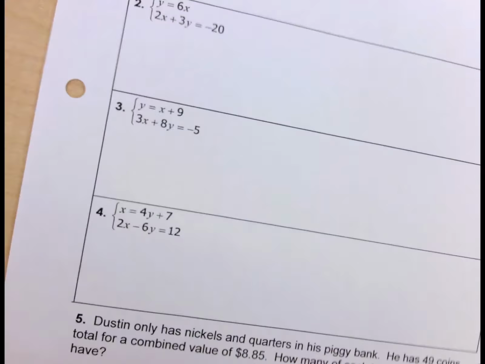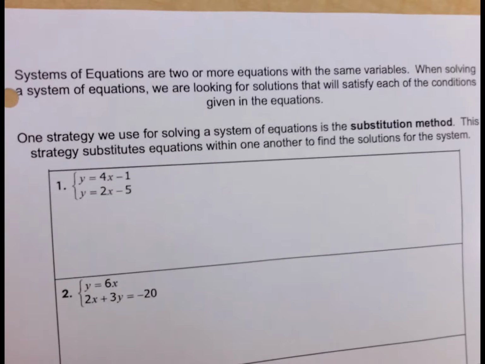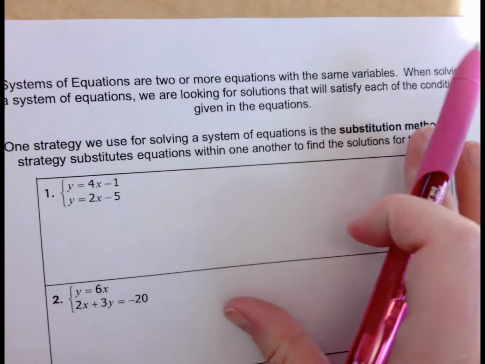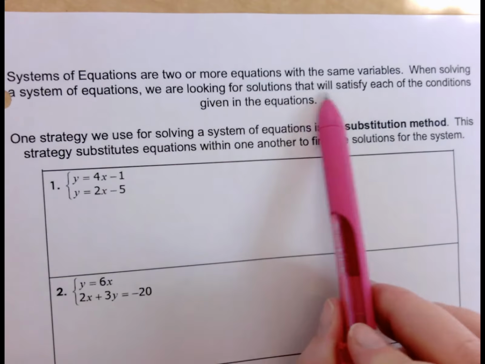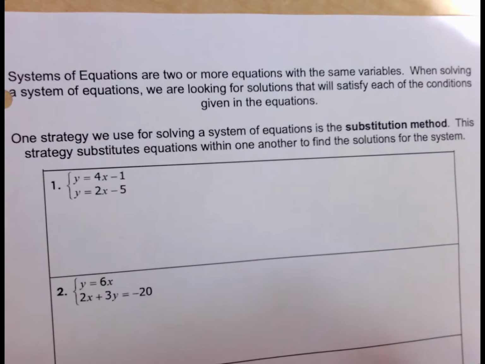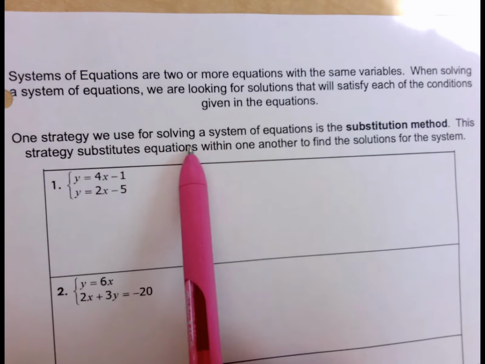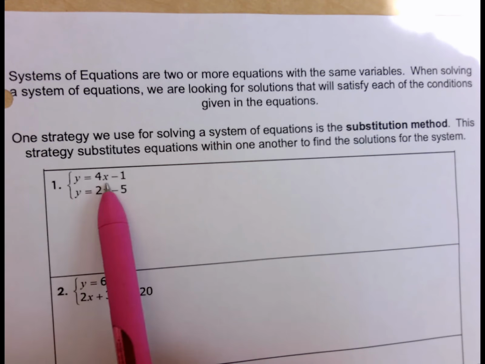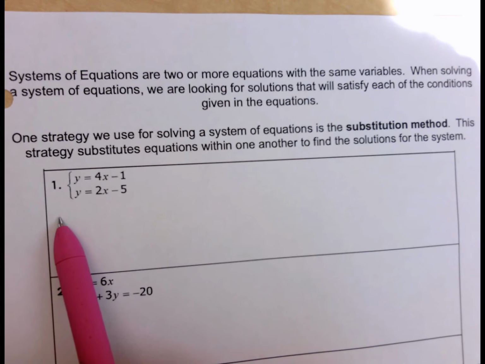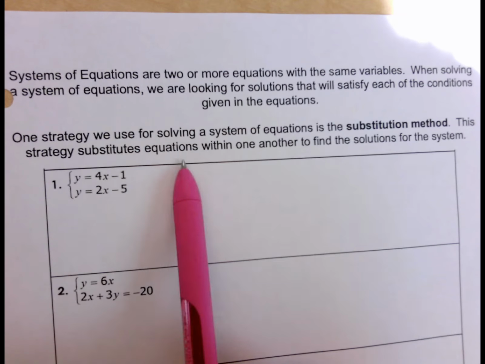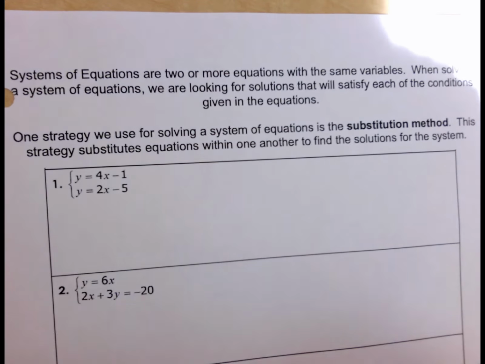Okay, so what I've taught you today, a couple of things. Here's some definitions. Systems of equations are 2 or more equations with the same variables. When we solve them, we're looking for solutions that will satisfy both of the conditions that are given in the equations, meaning they have to work in both equations. They can't just work in one of them, okay? So one strategy we use is called the substitution method, which is what we did today, where we found out what one was equal to and we substituted into the other equation to get rid of one of the variables. So it just means that we substitute an equation within another one to find the solution.